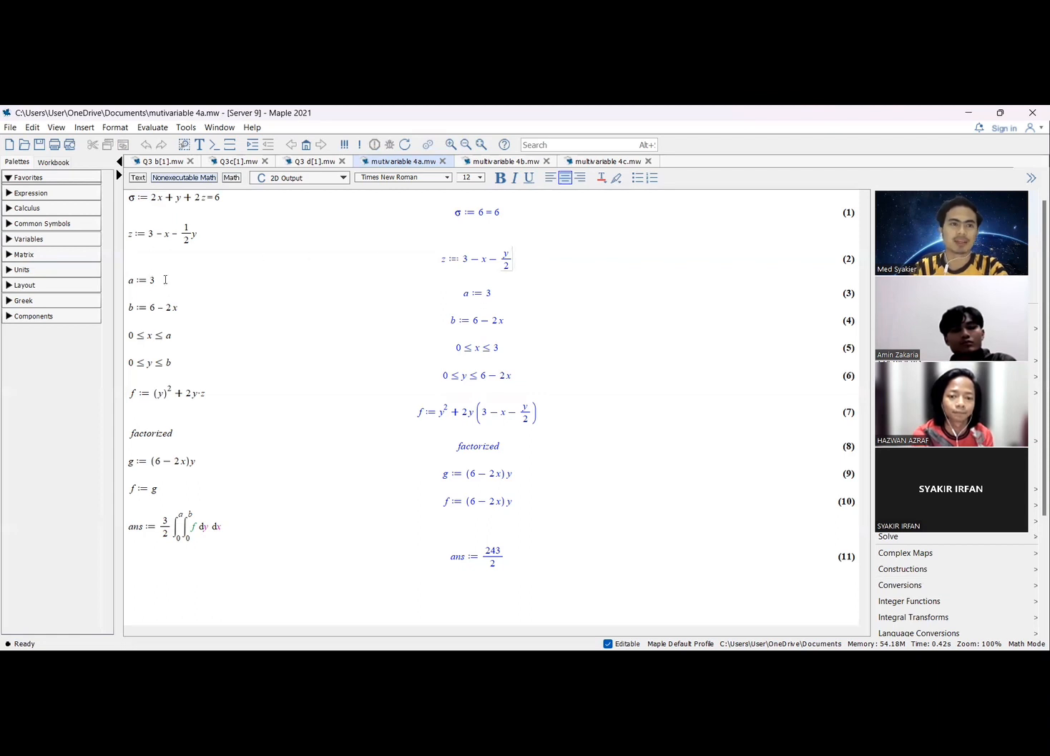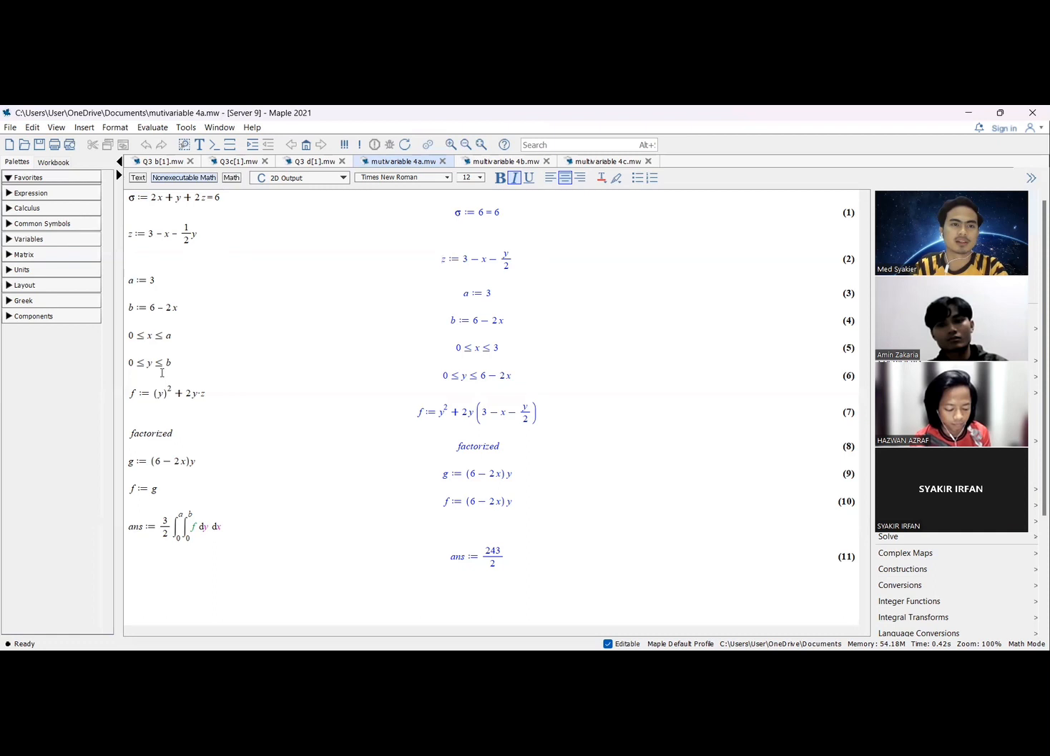And then we type a equal to 3, and we tap enter. And then b equal to 6 minus 2x. And then we put in the range, which is x greater than or equal to 0, and a greater than or equal to x.